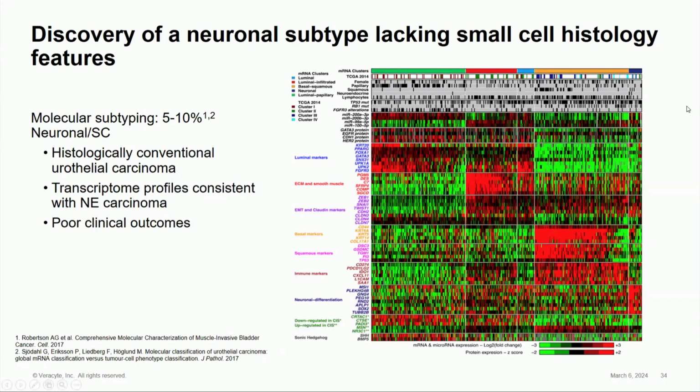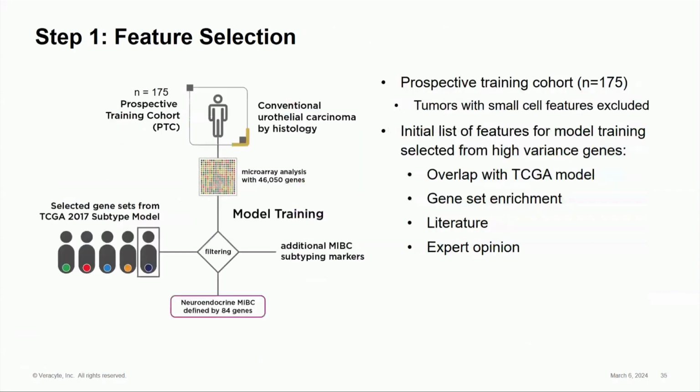So we wanted to fix that and get that onto our test report too, because it was a population of patients who were doing very badly and probably needed treatment and intensification. So how did we go about doing this?